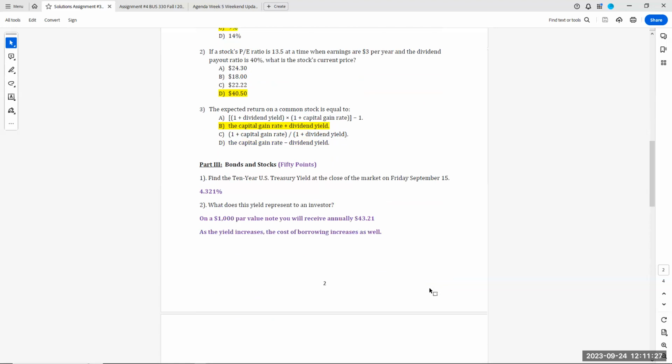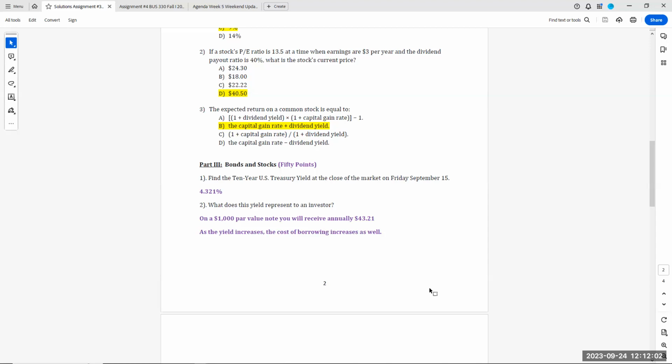And then we had 50 points for part 3, 50 points of telling me about, first of all, the United States Treasury yield as of Friday, September 15th. Now, I went by the Wall Street Journal on Saturday, which at the close of the market said the real yield on Friday was 4.321%. If you had 4.3, 4.32, something in that ballpark, I didn't take any points away. But if you were off a little bit, I did take 1 or 2 points off.